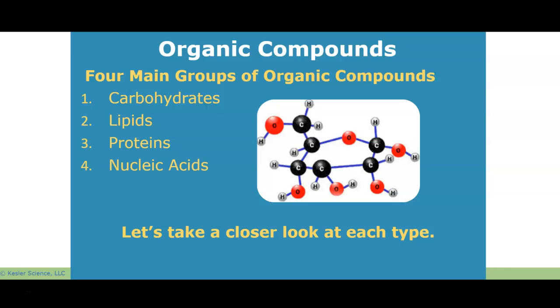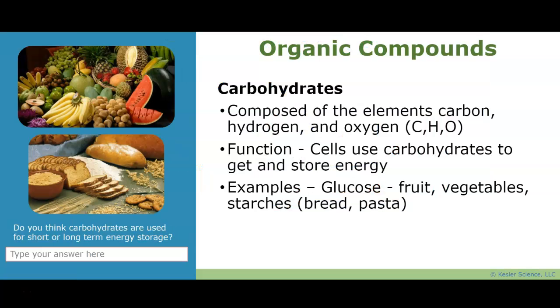So there are 4 main groups of organic compounds. There's carbohydrates, lipids, which we also call fats, proteins, and nucleic acids. So carbohydrates, they are made up of carbon, hydrogen, and oxygen. And the cells use carbohydrates to get and store energy. For example, fruit, vegetables, starches, bread, pasta, sugars, those are all examples of carbohydrates.